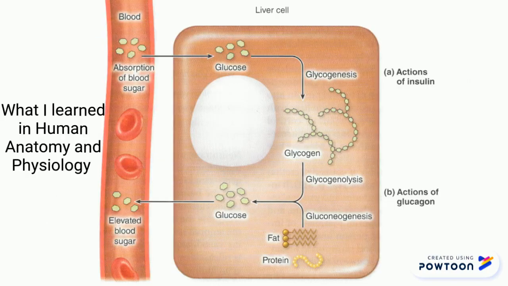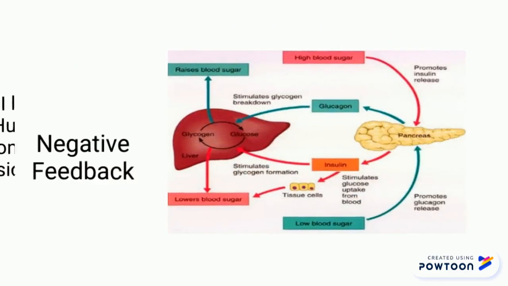In human anatomy, we learned about insulin and how it promotes the uptake of blood glucose by cells and its polymerization to make glycogen. In doing so, it lowers the blood sugar level. In this example, we see the outline of the antagonistic effects of insulin and glucagon on the liver. I also saw how insulin works on a negative feedback.